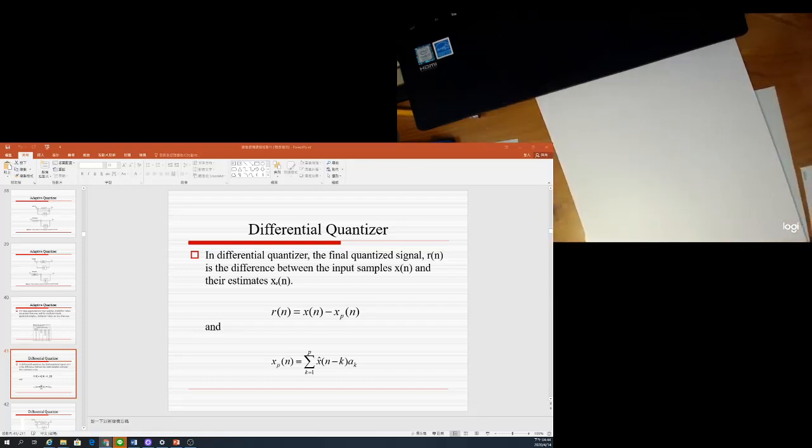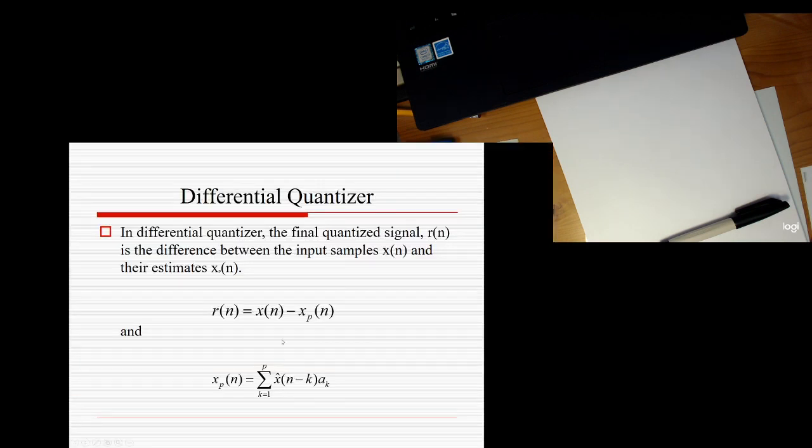First one, and following we are talking about the differential quantizer. So the differential quantizer looks like we try to make a difference between the neighboring signal. Suppose, for example, here we have S of n equals summation plus SP of n. So SP of n is more like a prediction.